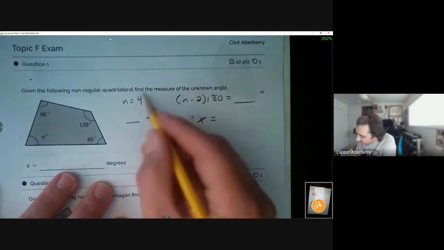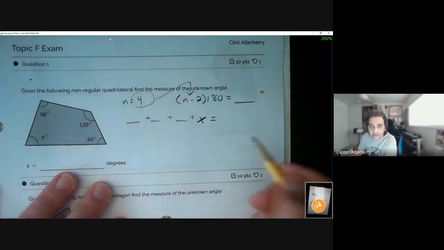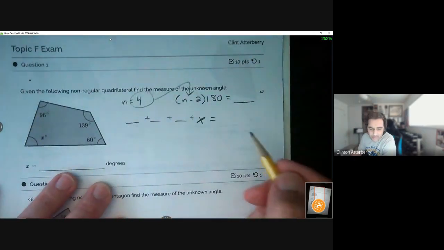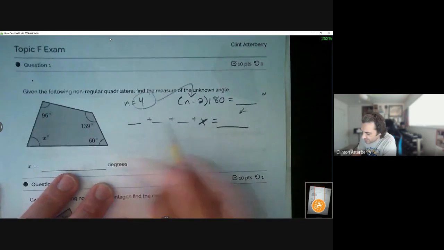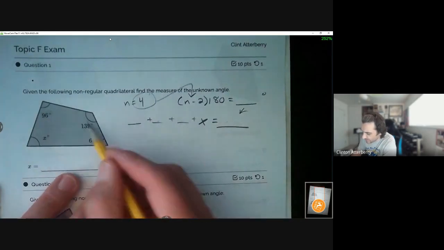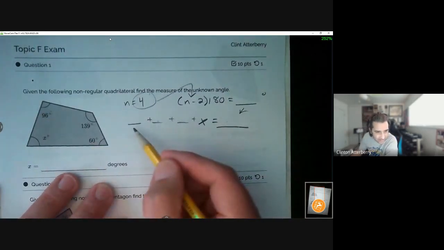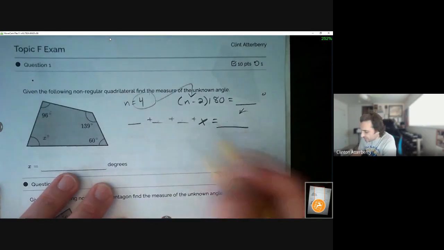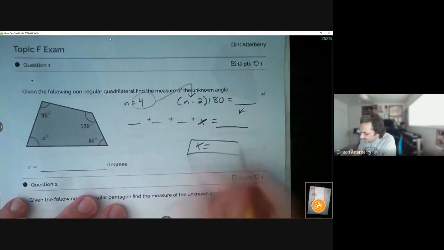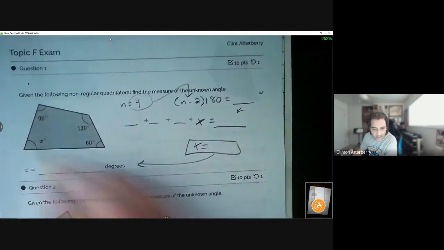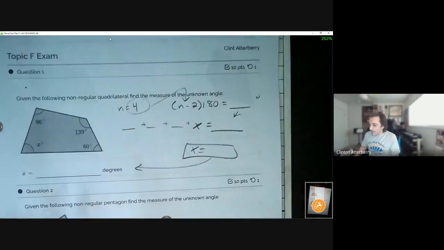You're going to plug this right into there. 4 minus 2 times 180. What does that equal? And that's going to be your total here. Those 3 known sides, so this plus this plus this, yours will probably be slightly different. And when you solve this equation and you get down here, x equals something, that will be your answer straight down here.